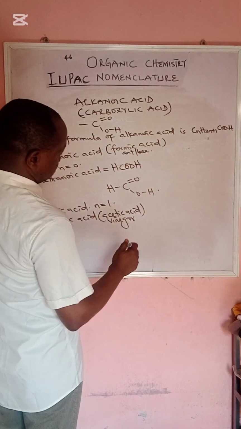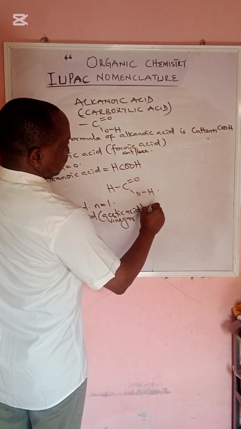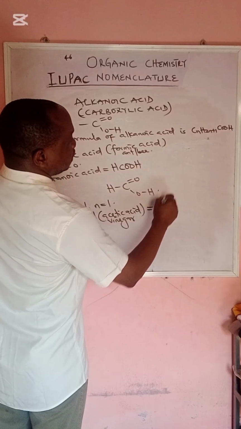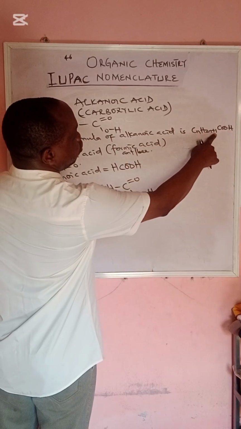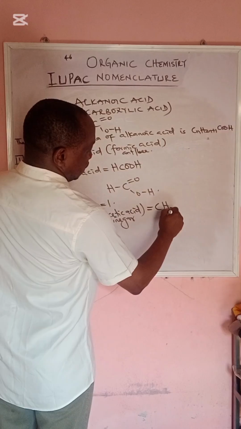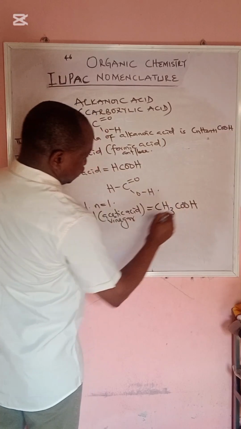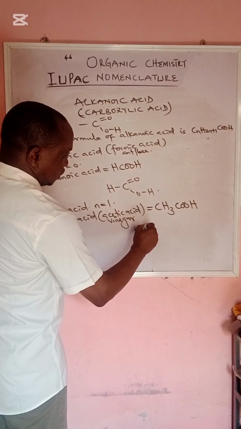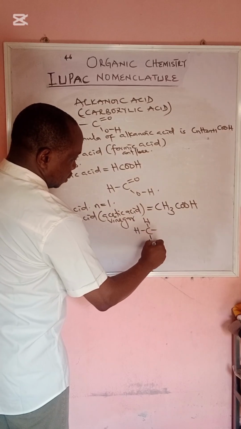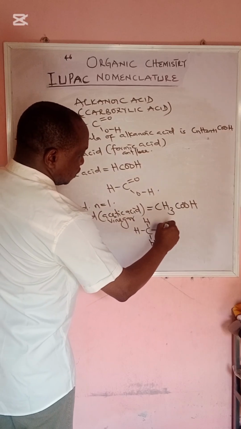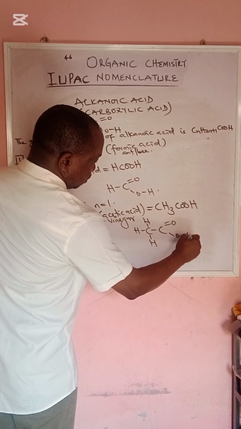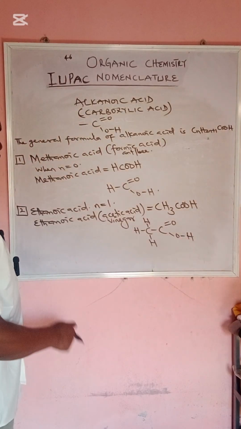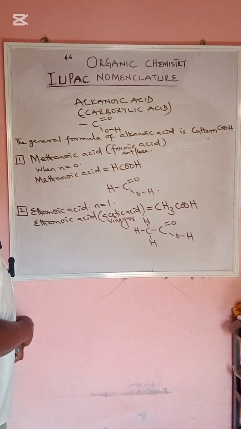That is the source of acetic acid. So the molecular formula will be C, 1, 2 times 1 is 2, plus 1 is 3, CH3COOH. So structurally, we have hydrogen here, hydrogen here, hydrogen, another C here, double bond O, OH. So this is known as ethanoic acid.